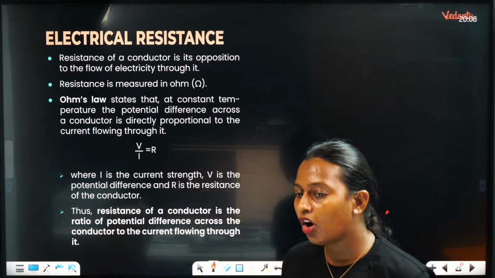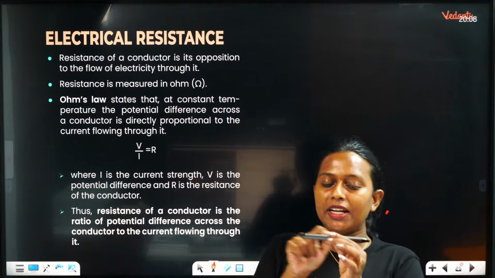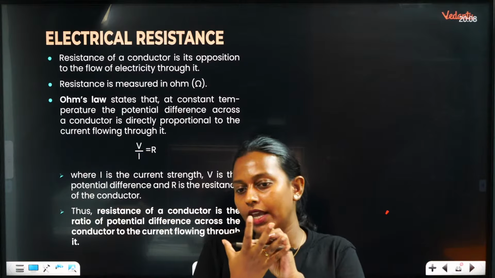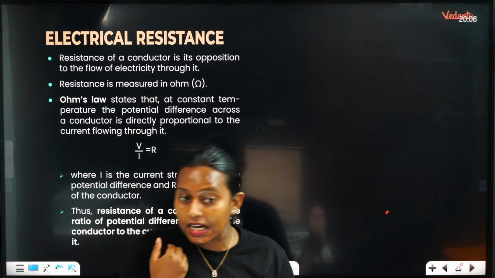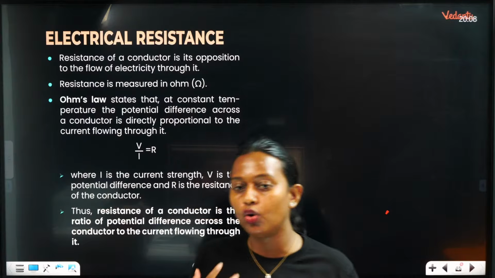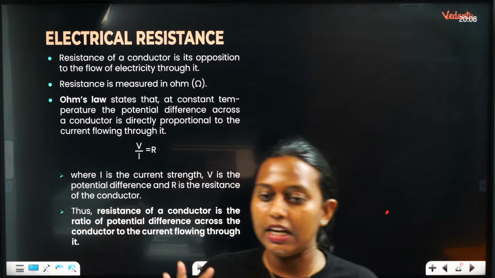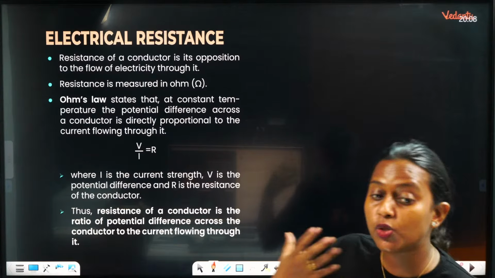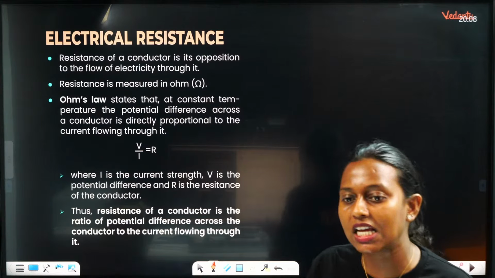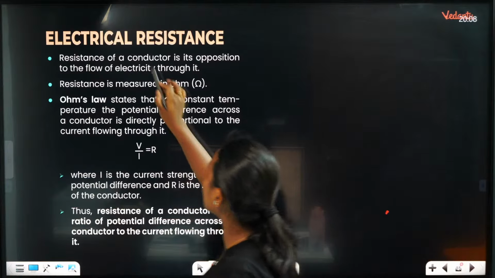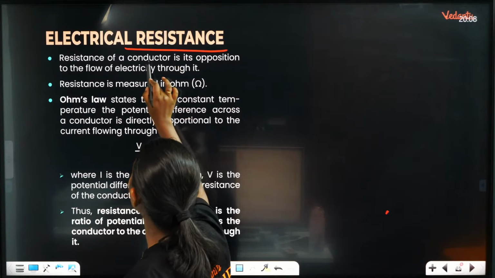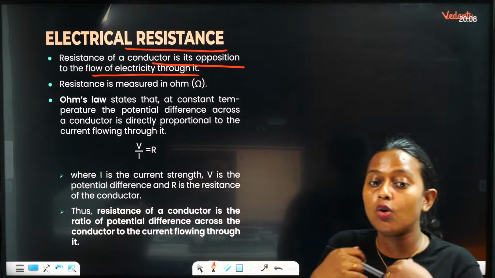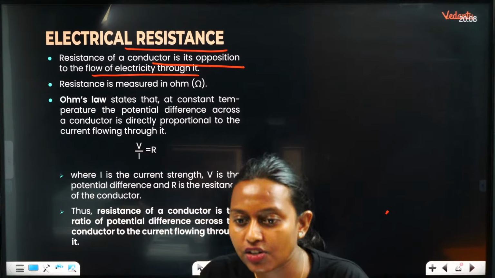Normally in a metal, electricity is conducted, but the metal also resists the flow of electrons, the flow of current. It opposes that flow. That is resistance. The resistance of a conductor is the opposition to the flow of electricity through it.